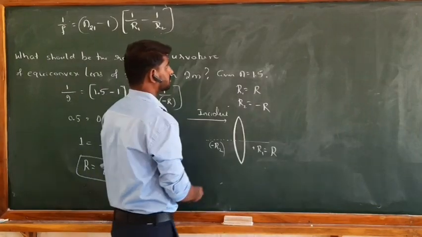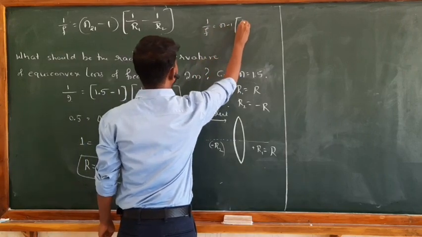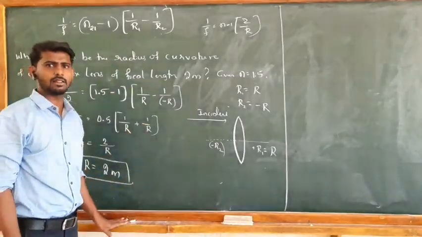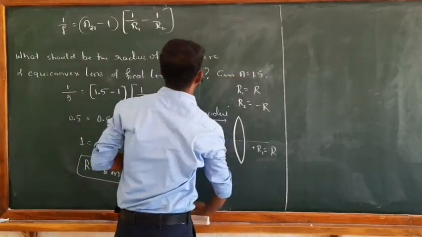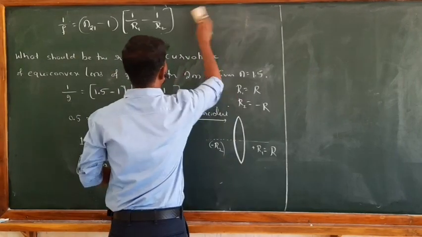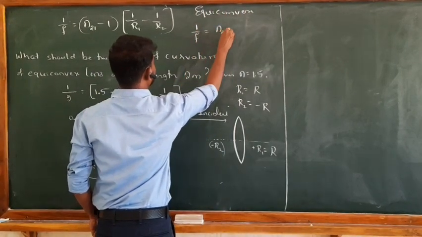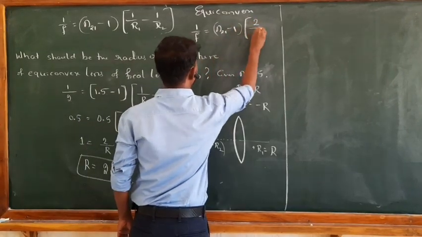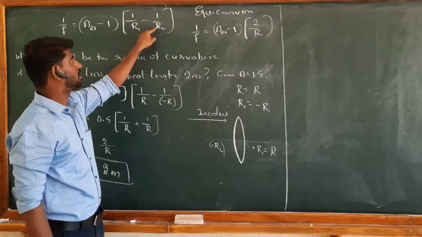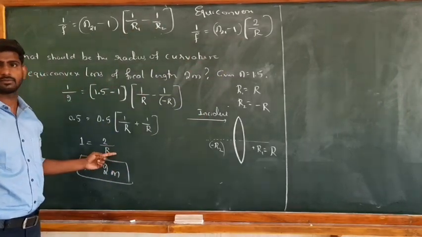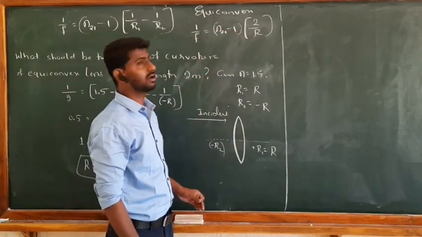Okay, I will give you one more example. For equiconvex, what's the formula? 1 by f equals (n2/n1 minus 1) into the bracket. I write directly 2 by R: 1 by R1 is 1 by R, and minus 1 by R2 is minus 1 by minus R, so 1 by R plus 1 by R, which is 2 by R. So this is the final equation for an equiconvex lens.